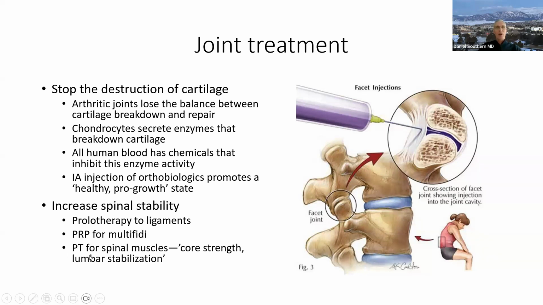And we send you to physical therapy for those exercises, which we know are going to strengthen your core and increase lumbar stabilization through increasing muscle strength. This is a schematic of injection of a joint. It's very precise work. It's done under advanced imaging called fluoroscopy. It's sometimes very difficult to get into such a tiny structure. But the analogy of injecting an arthritic knee is exactly the same.